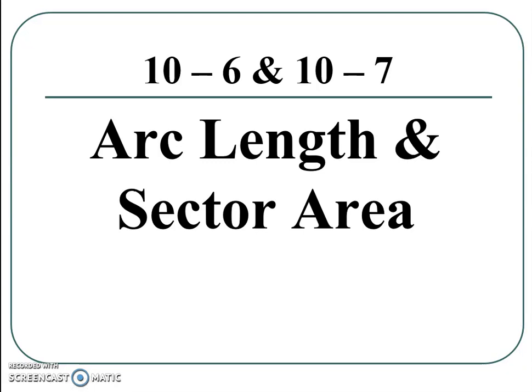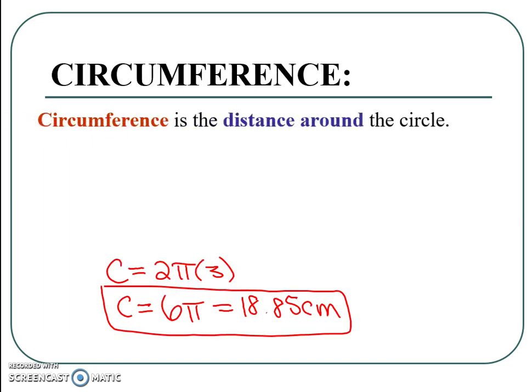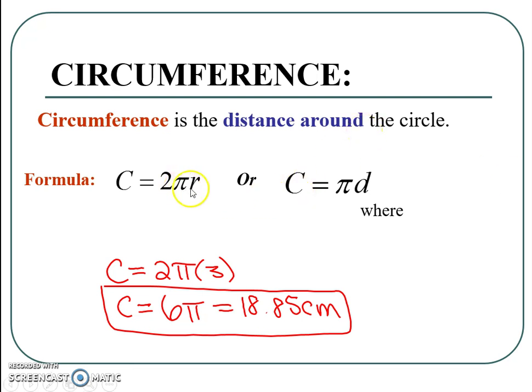10-6, 10-7, arc length and sector area. Circumference. Circumference is distance around the circle. Formula for circumference is 2 pi r. R stands for radius, or pi times the diameter. Diameter is 2 times r. That's why you have 2r here.